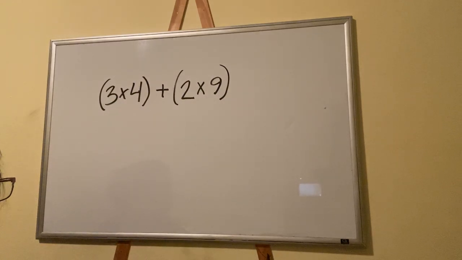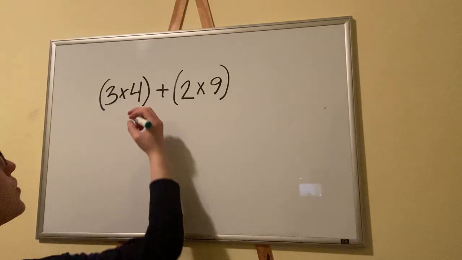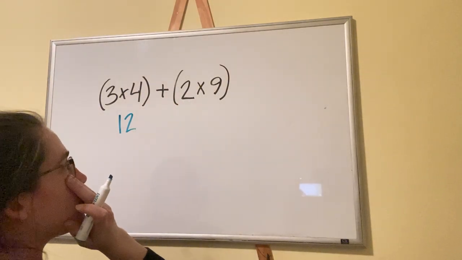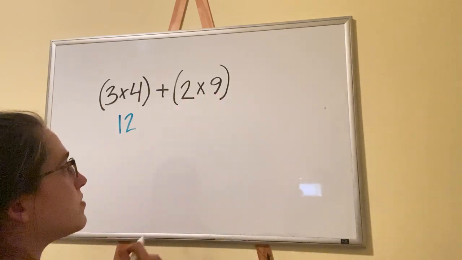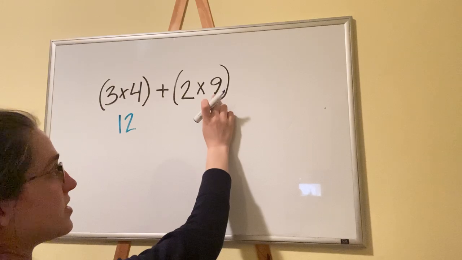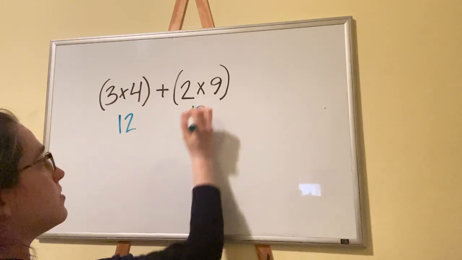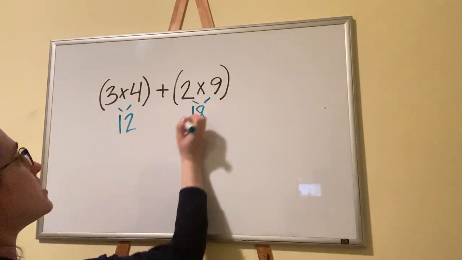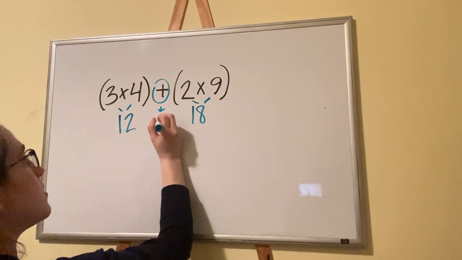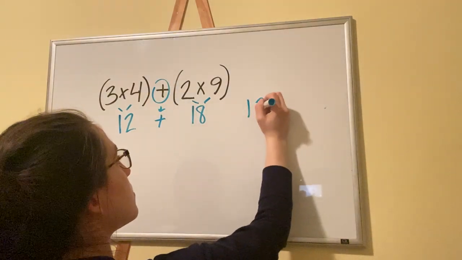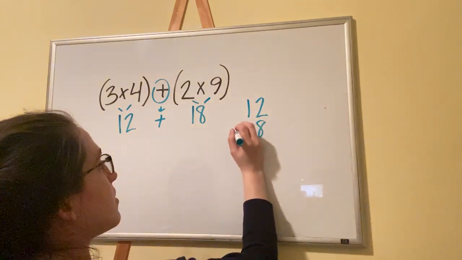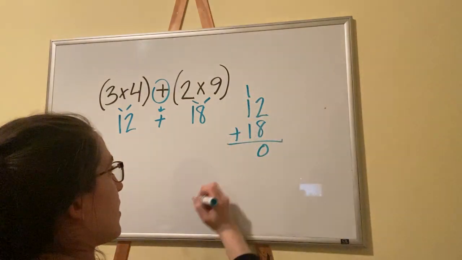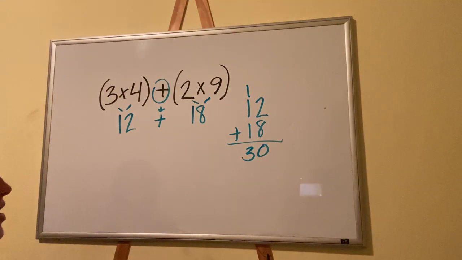What is 3 times 4? 3 times 4 is 12. What is 2 times 9? Count by 2 9 times, or use your doubles, 9 plus 9, 18. So the product of this one is 12. Product of this is 18. We add those together. 18 plus 12, 8 plus 2 gives you 10. Put that 10 over there, you get 30.